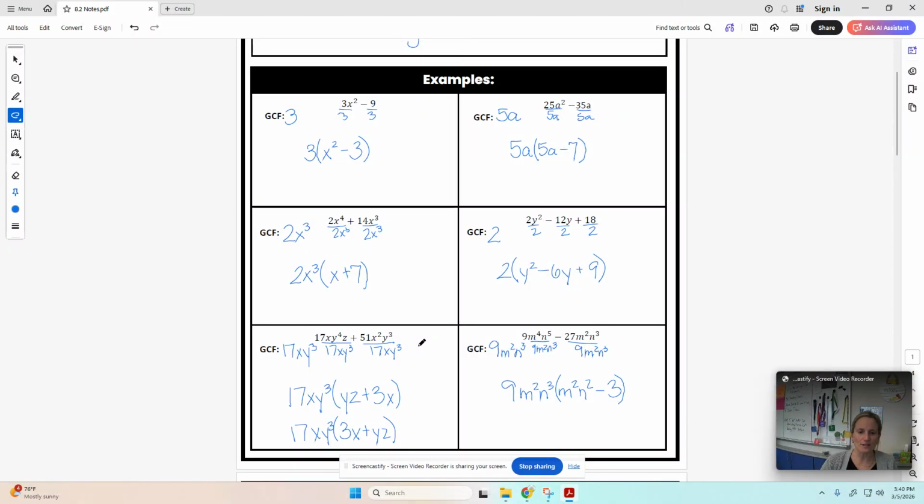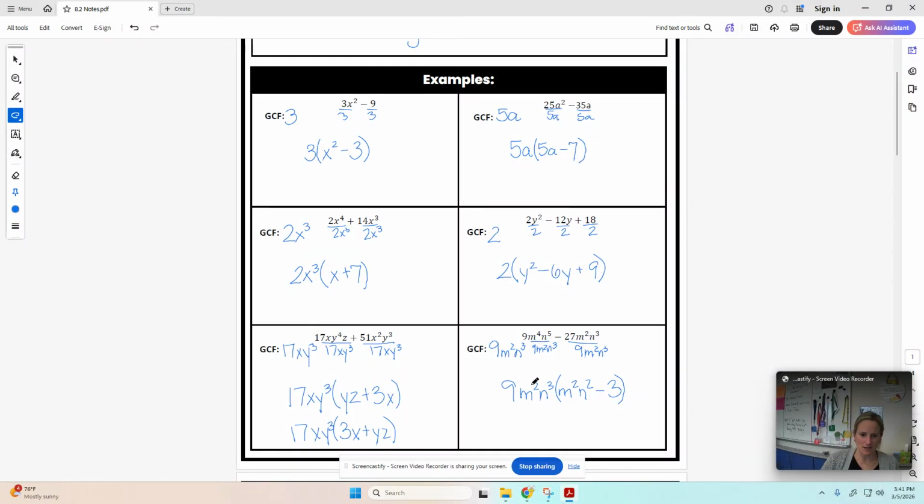A few other things to talk about that aren't in any of these examples are that if all your terms had a negative, it would be part of your greatest common factor. So another thing that you want to find is that the part that is left inside the parentheses, you actually want that leading term to be positive. So sometimes your greatest common factor will have a negative just so that that first term is positive.